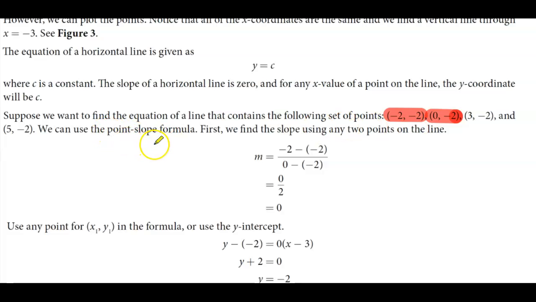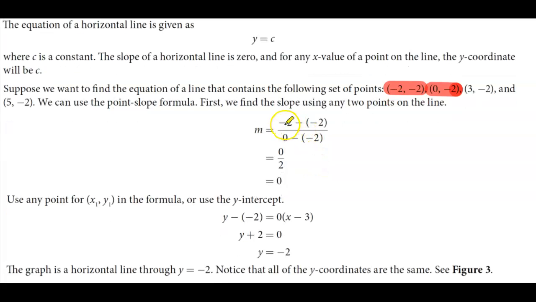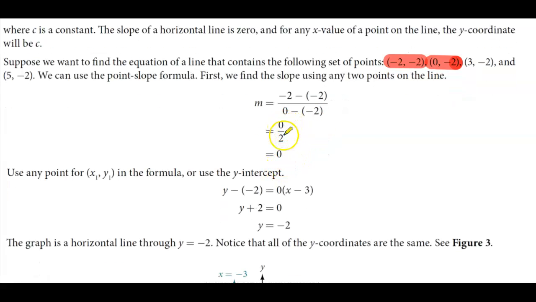And again, we're going to use the point slope formula, but first we need to find a slope using any 2 points on a line. So we're going to take y2, which is -2, and subtract y1, which is -2. And then we get x2, which is 0, minus x1, which is -2. So -2 plus 2 becomes 0 in the numerator, and 0 minus -2 becomes 2. Now we have 0 in the numerator divided by a number. So 0 divided by any number is going to give you 0. So now we know that the slope is 0.